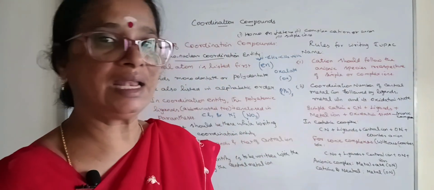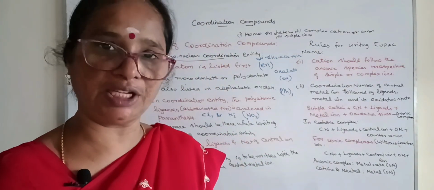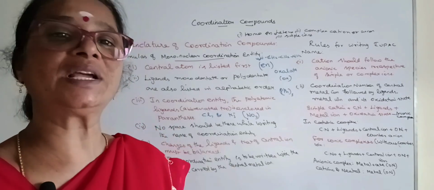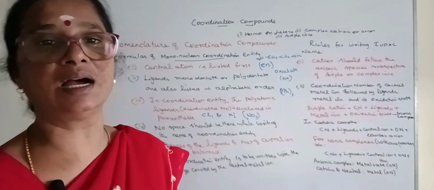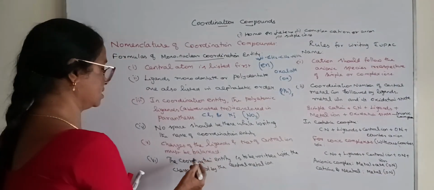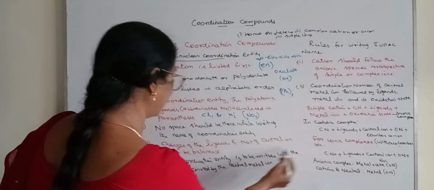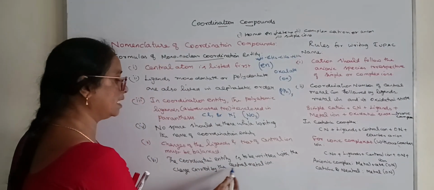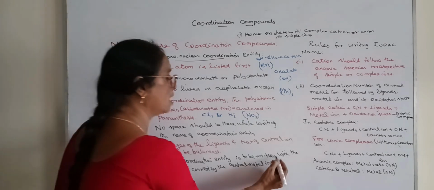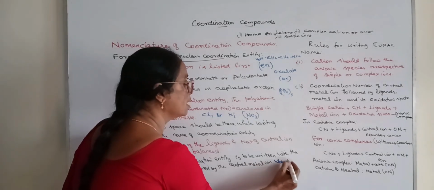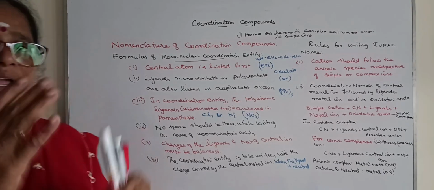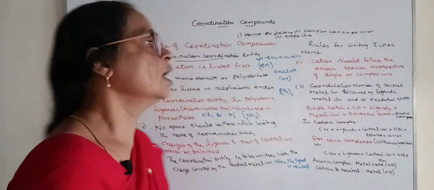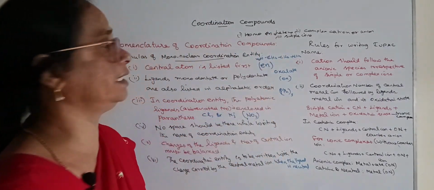So a neutral ligand has the charge 0, where the complex will have the charge of only the central metal ion. In such cases, the coordination entity is to be written with a charge carried by the central metal ion when the ligand is neutral. So that's all about how to write the formula of a coordination entity.